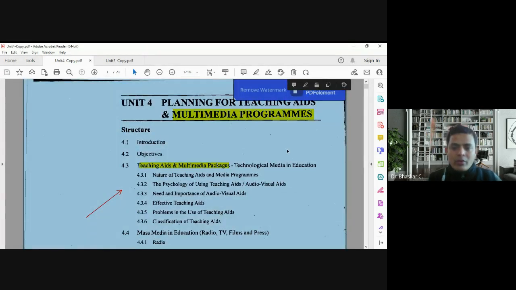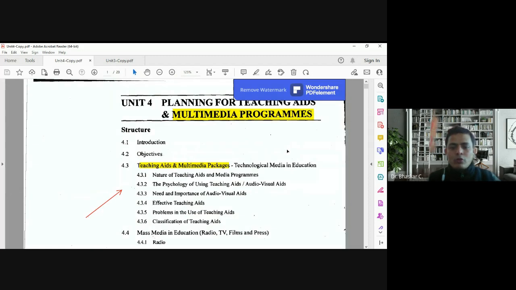Okay, so as one of the participants has suggested, let us move to unit number 4, and after the end of unit number 4, we will take some queries, some questions. In between also you may ask. So unit number 4 is again very interesting.